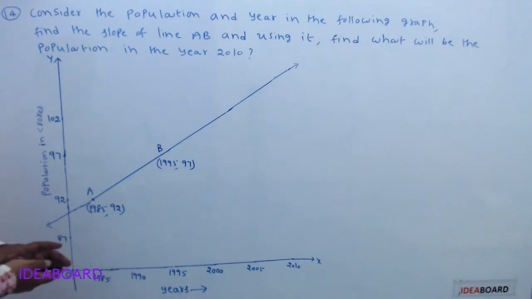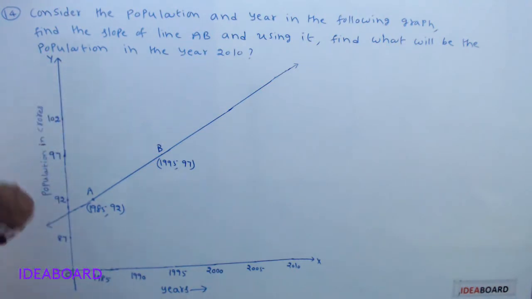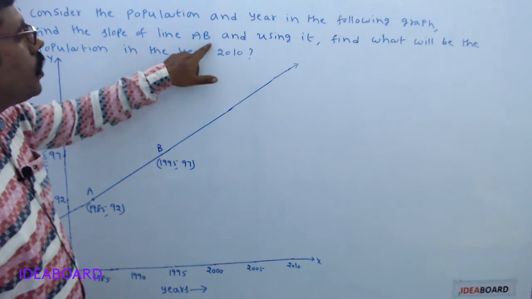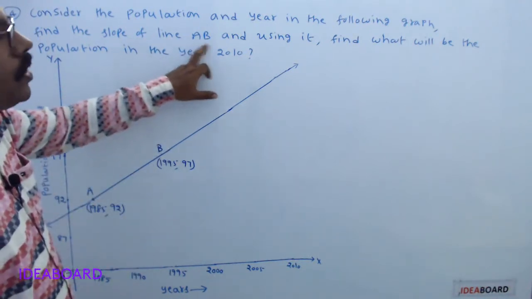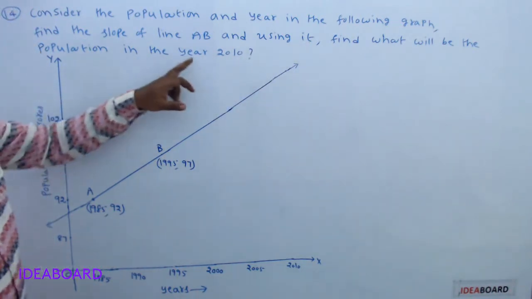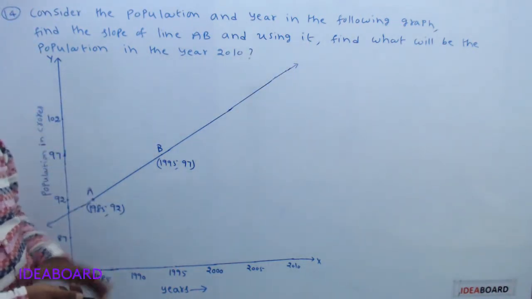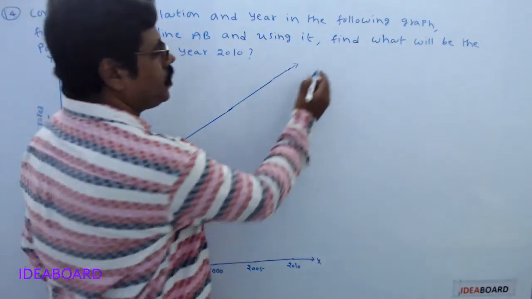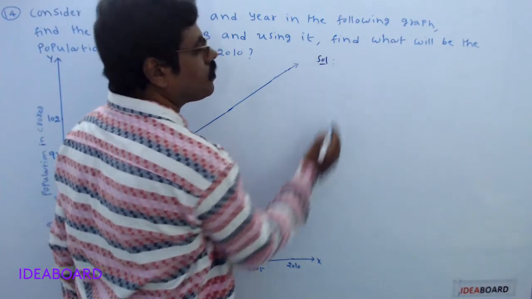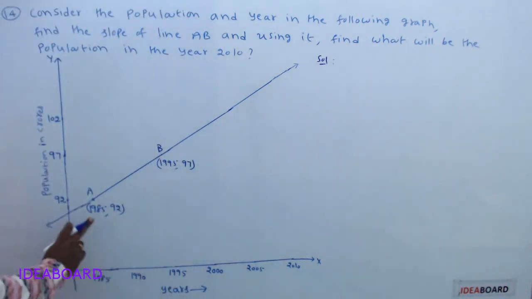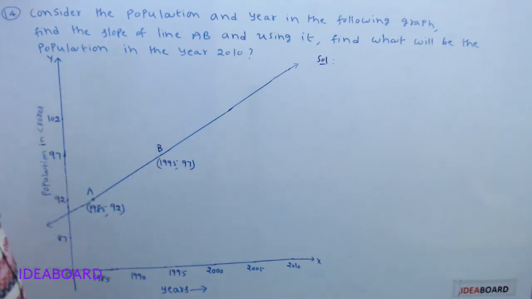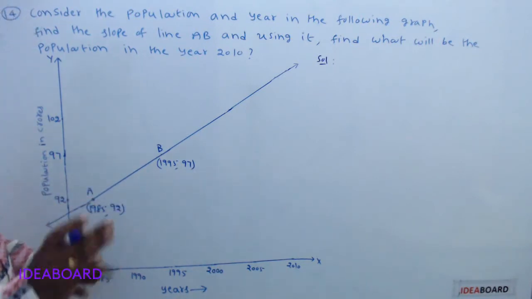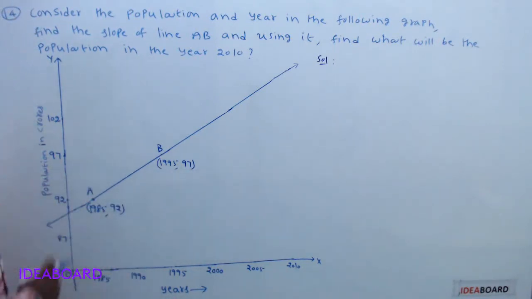Now here there are two bits in your given question. First bit will be find the slope of the line AB. And by using slope of line AB, we need the population in the year 2010. Now come to the solution. First calculate slope of line AB. If you consider this point as x1, y1 and this point as x2, y2, slope of line AB equals y2 minus y1 divided by x2 minus x1.